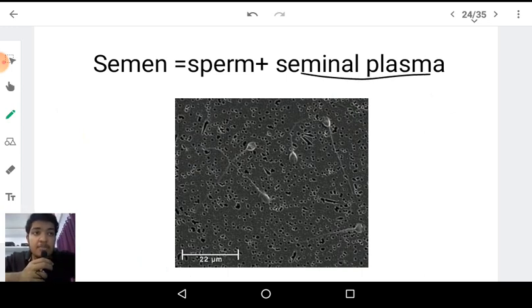Now seminal plasma consists of certain alkaline solutions to neutralize the acidic effects of urine in the penis. Also there is a large number of ions like calcium, sodium, potassium, etc. And also there is fructose, which is providing energy for the swimming of the sperms in the female reproductive tract. So this is about the male reproductive system.